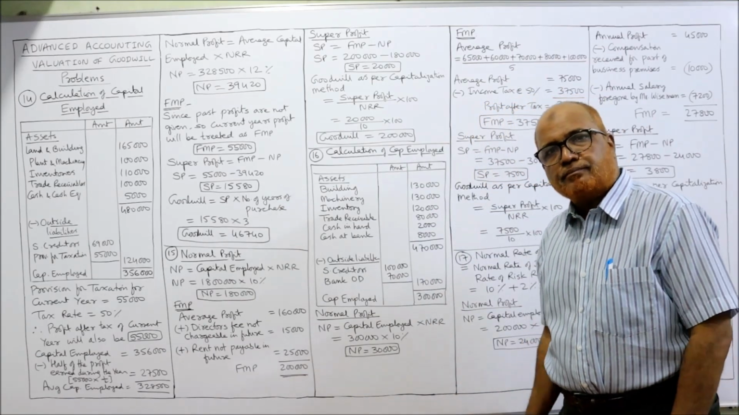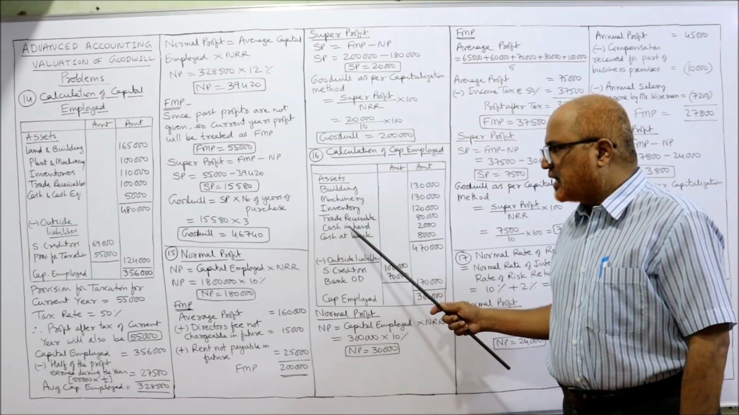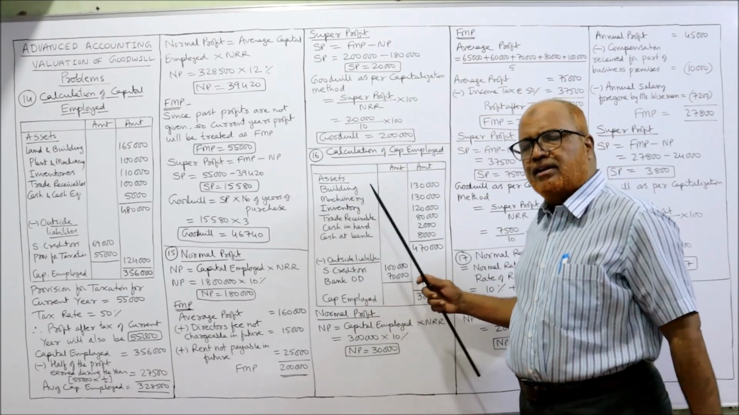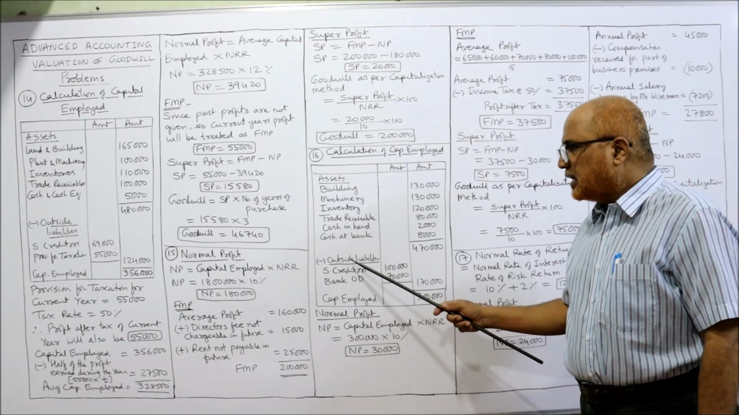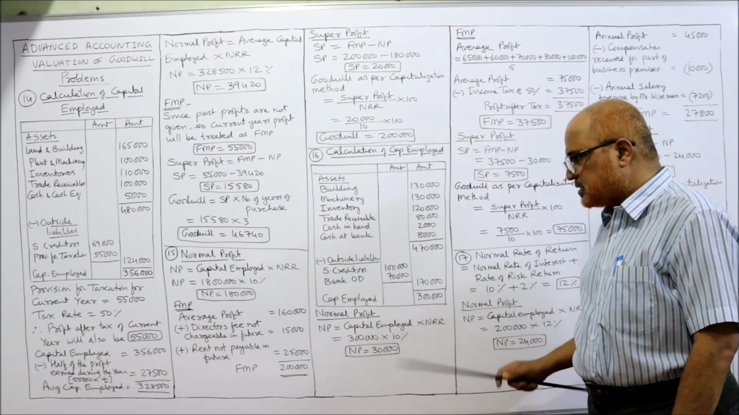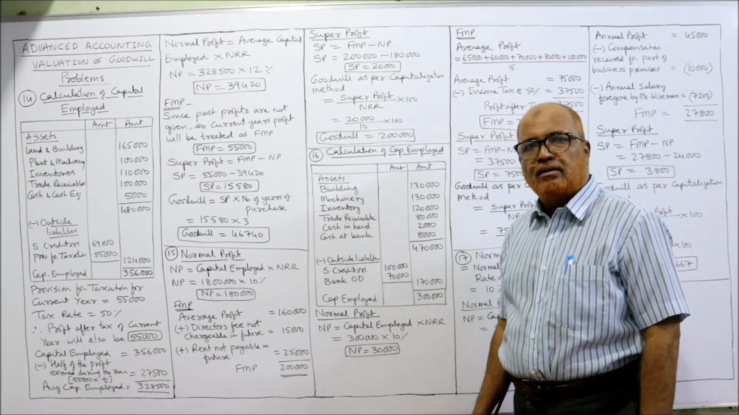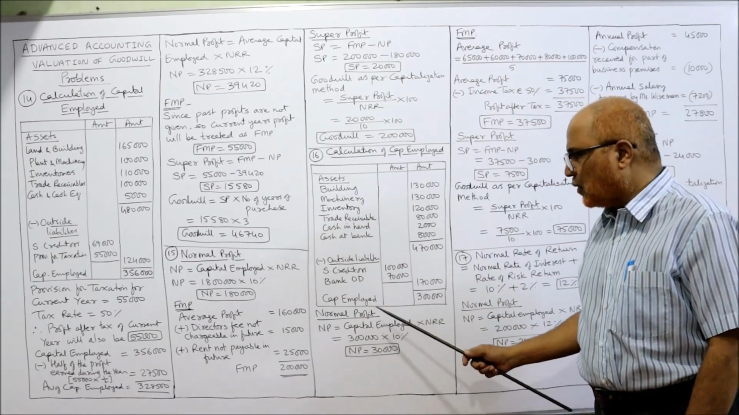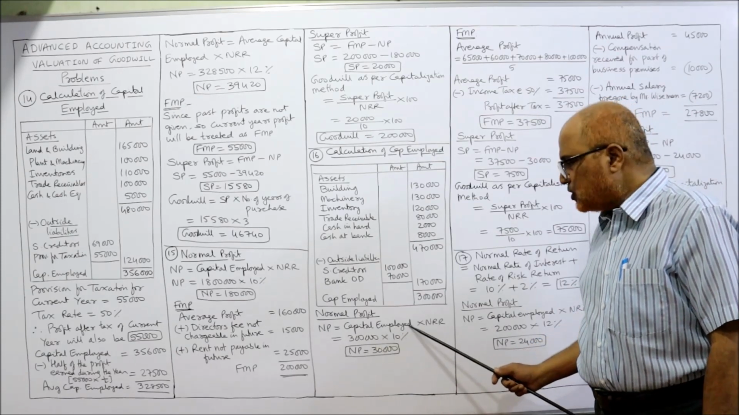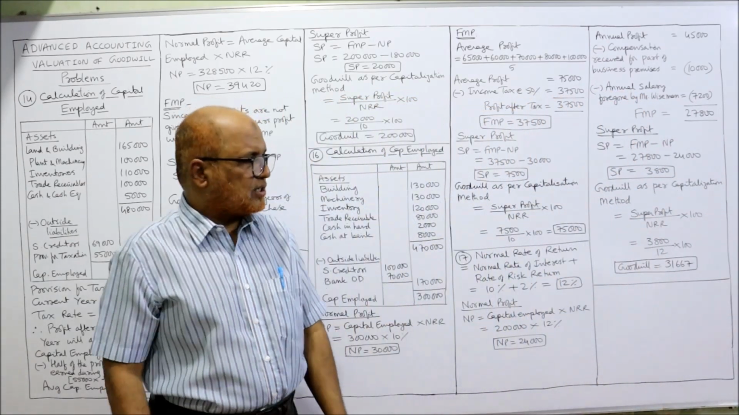As usual, take the assets, building, machinery, inventory, trade receivable, cash in hand and cash at bank. All the values are given. Take the total. Outside liabilities are sundry creditors, bank overdraft. Take the total. Capital employed is 3 lakh. Now normal profit. Current year's profit is not given. That's why we take capital employed. So capital employed 3 lakh into 10%, 30,000 as the normal profit.